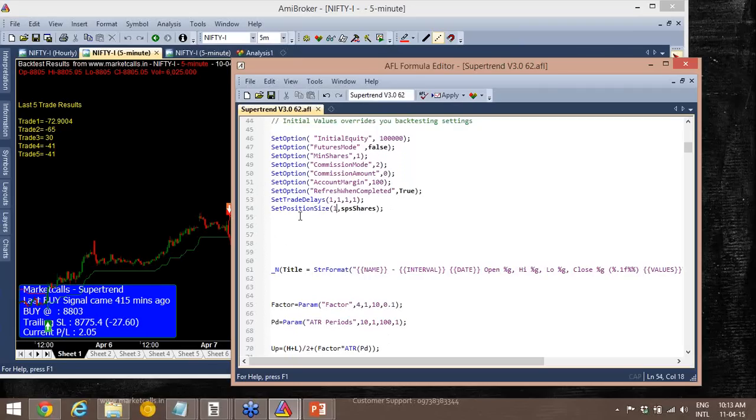However, if you want to do a back test, you have to change the position size and set the relevant trade delays according to your requirement. And initial equity, you have a control to set down here. I'll go through the other steps, how to do a back test and how we can analyze it. These are some of the basics you have to know to test any kind of trading system.